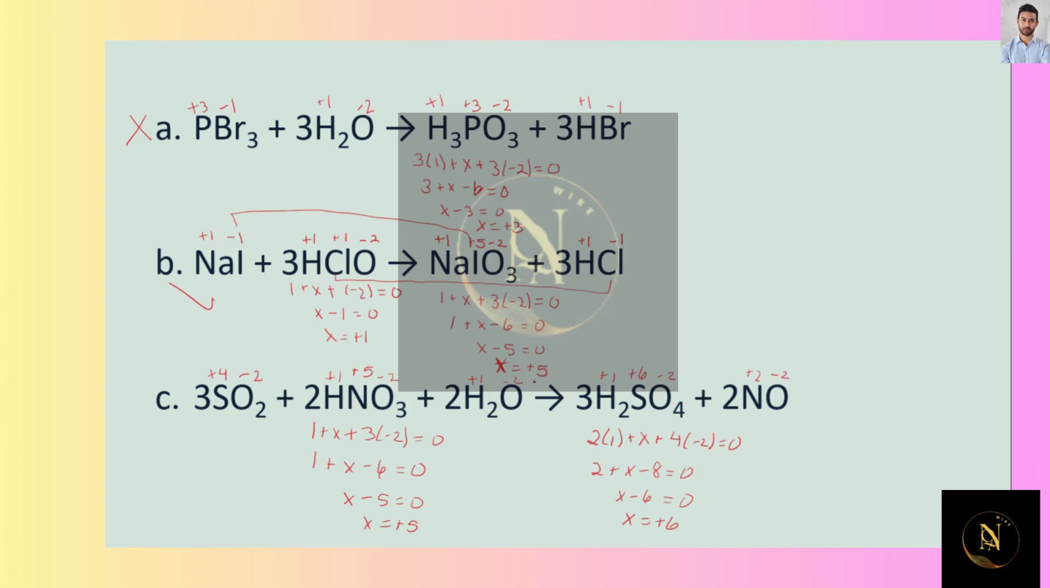So let's see what's changing. Oxygen is negative 2 everywhere. Hydrogen is positive 1 everywhere. Sulfur is positive 4 on the left and positive 6 on the right. Therefore, it is changing. From positive 4 to positive 6, it's losing electrons. It's being oxidized. And nitrogen is going from positive 5 down to positive 2. So it is also changing. It's gaining electrons. It's being reduced. Therefore, this is a redox reaction.